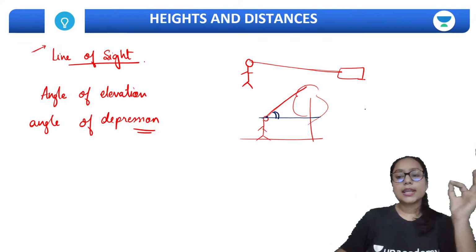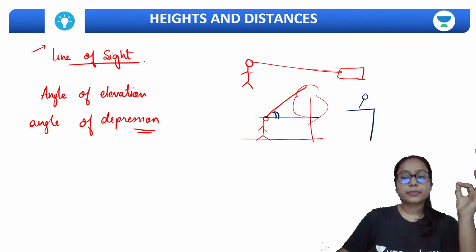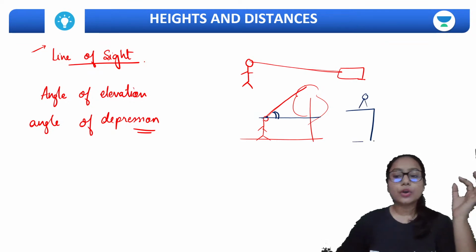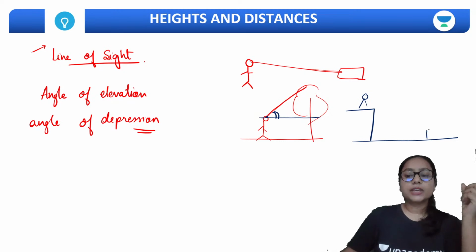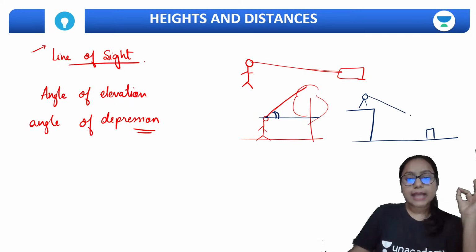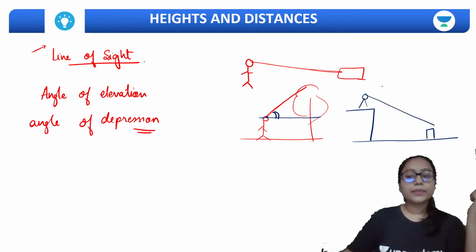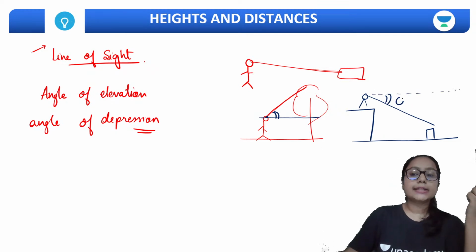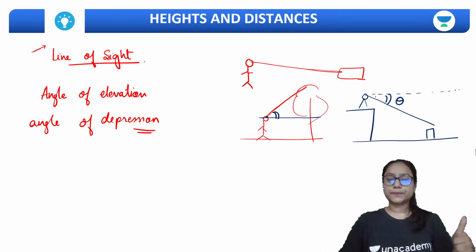But if you're standing on some roof and you're looking down on the road at some object which is kept here, then you are looking down, so this angle that is formed with the horizontal is known as the angle of depression.